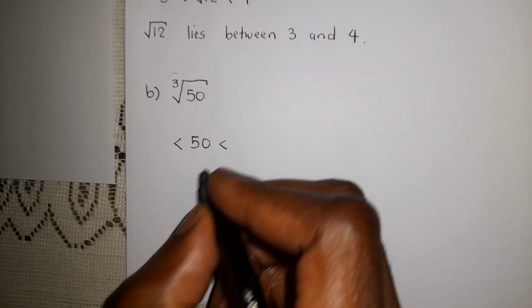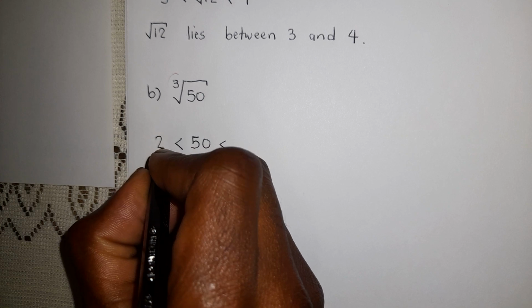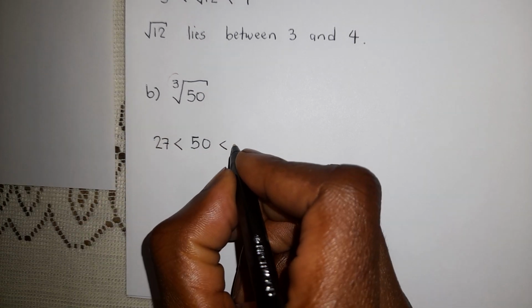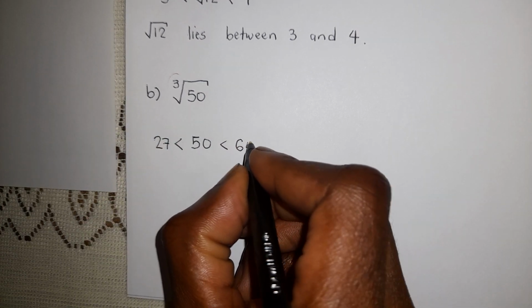Right, we go back. The smallest one is 27. Then the greatest one is a 64.